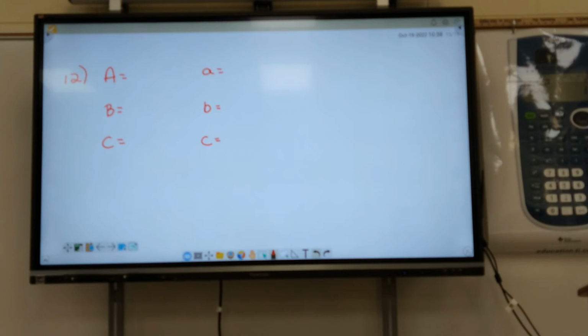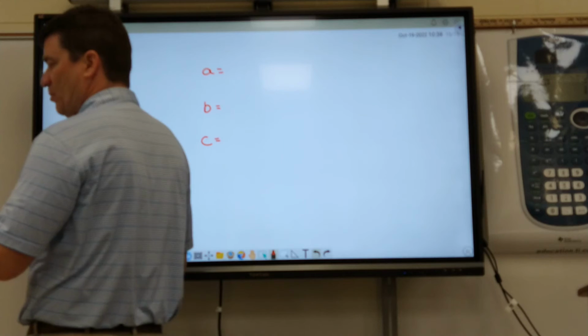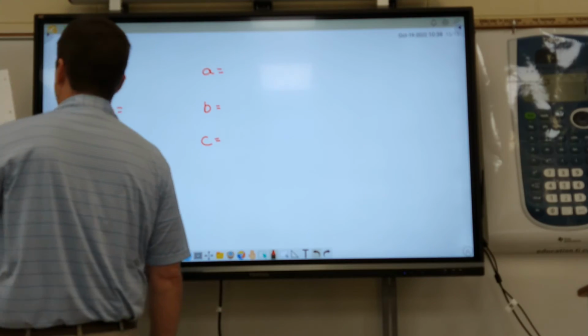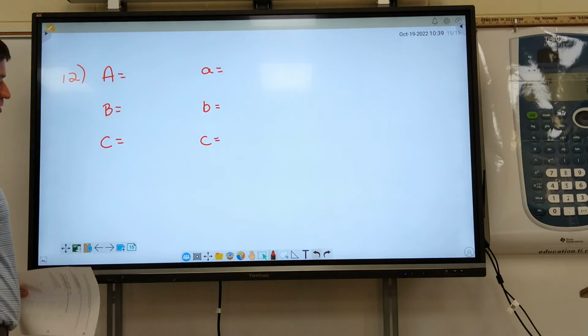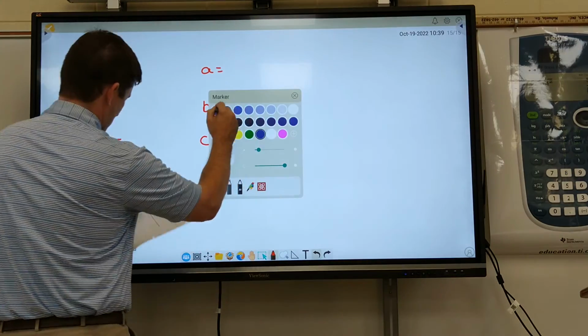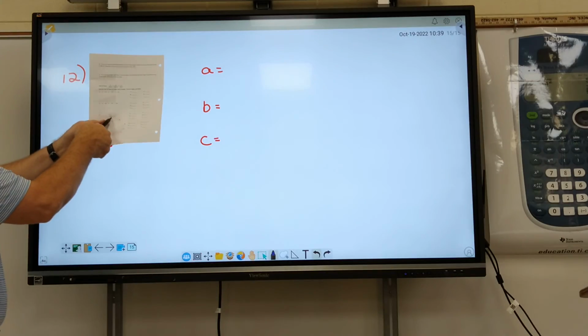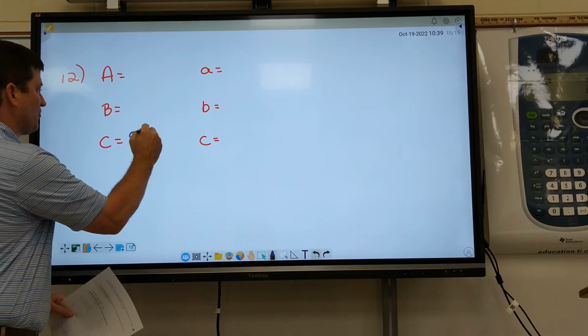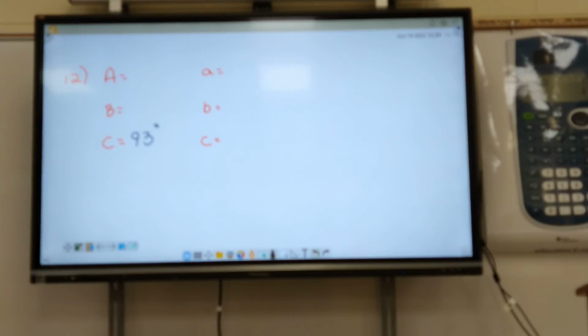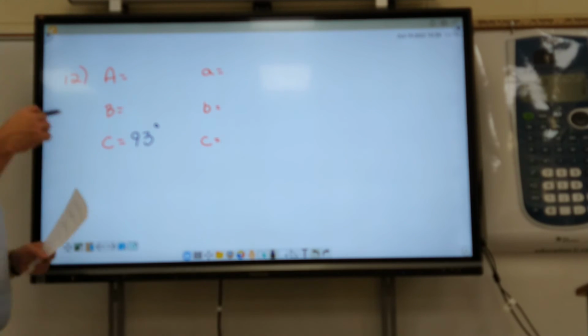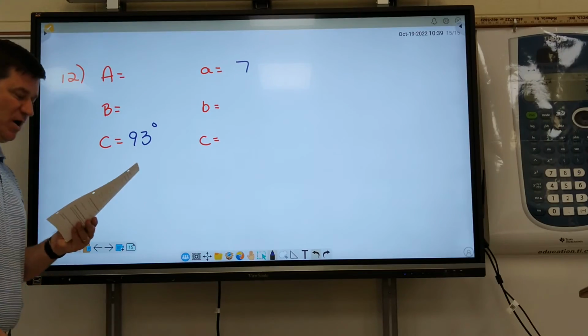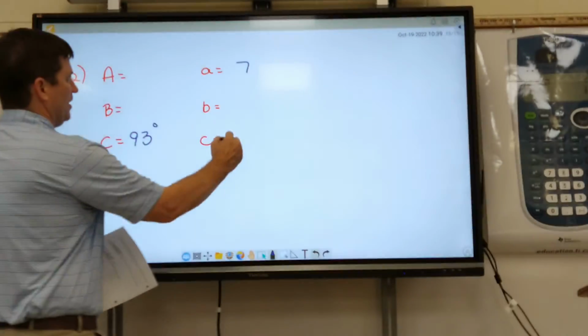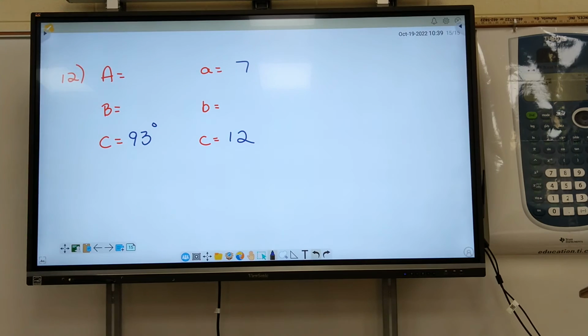Let's start writing down what they're giving us on 12. This time we have to look at the triangle. Willie, look at number 12, look at the triangle. Where does 93 degrees get plugged in? It says it's angle C, so I put 93 degrees right there. Where does 7 go, Willie? Look at your triangle. Is it going to go on side A, B, or C? A. How do you know? Because it's across from the name. Very good. 7 goes here. Willie, where does 12 go? Very good. Anybody have a question about that? Hope, Hannah, we're good on that?